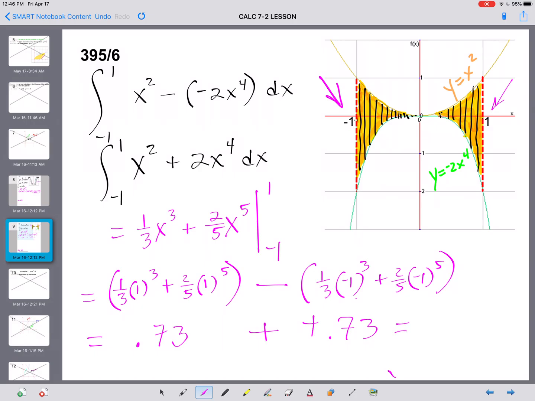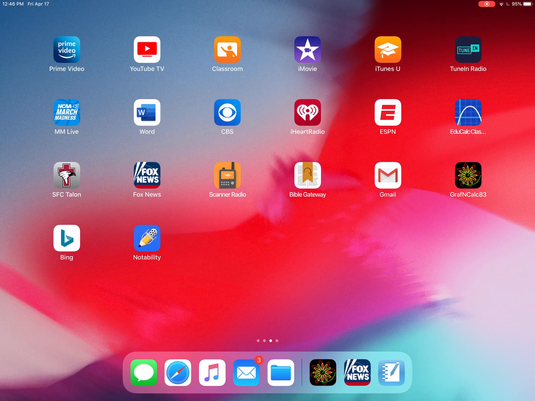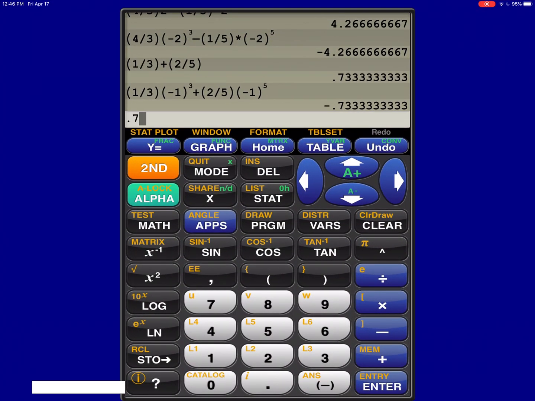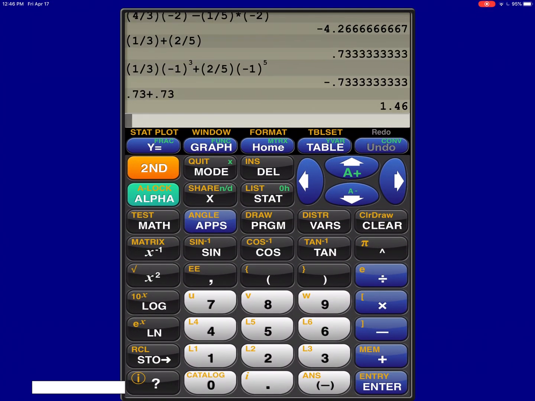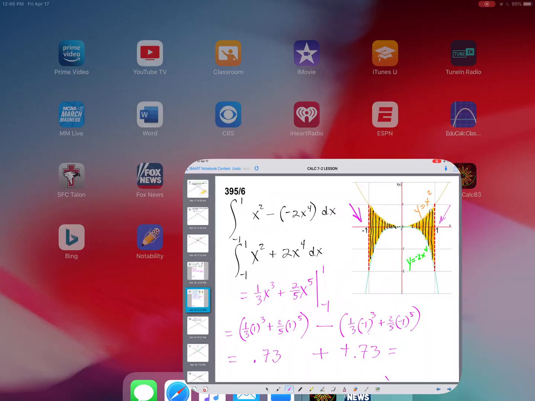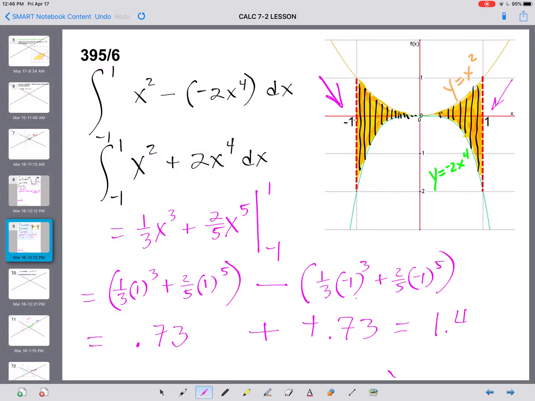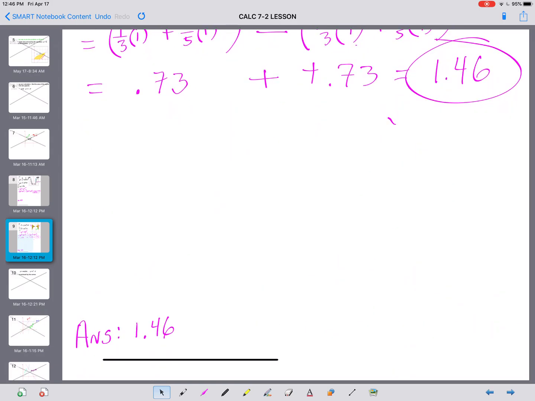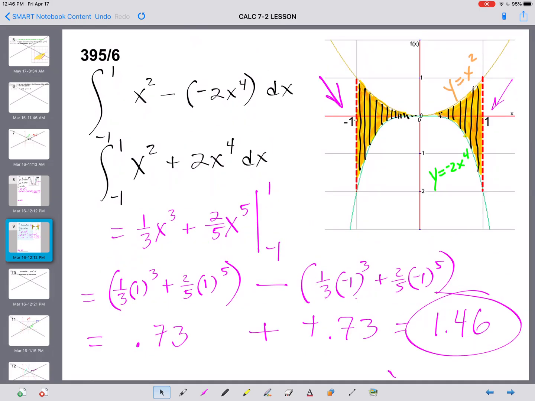Hey, minus a negative plus a positive. There it is, our answer. 0.73 plus 0.73, looking good, 1.46. Check our answer down below. Yep, that's it, 1.46. That's the area between those two curves. Okay, we got 2 more problems. That's going to be in part 2 of going over homework 395.